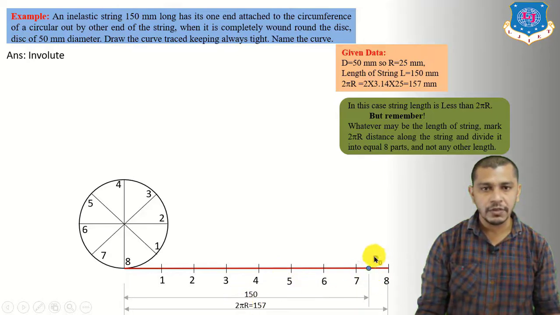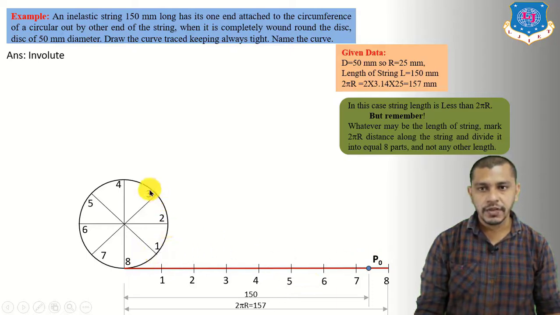So our P0 will be over here, not over here. In the last case we had taken P0 over here. But right now the string length is given as 150 mm, so we have to mark P0 over here. After marking P0, now follow the same method.